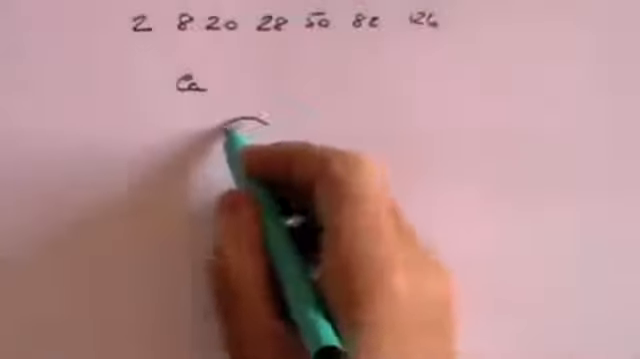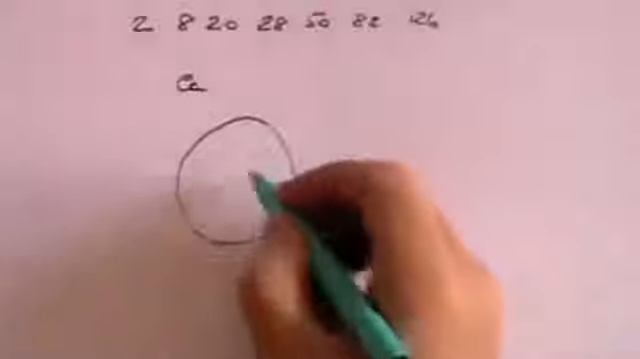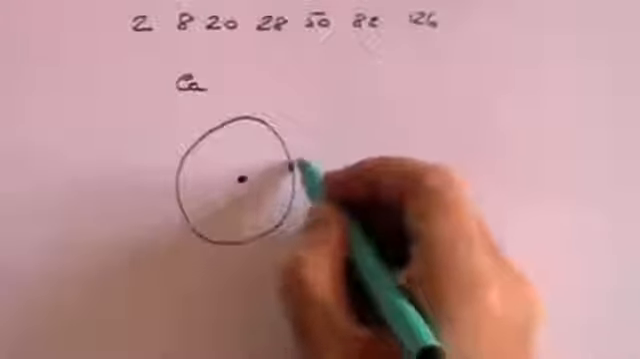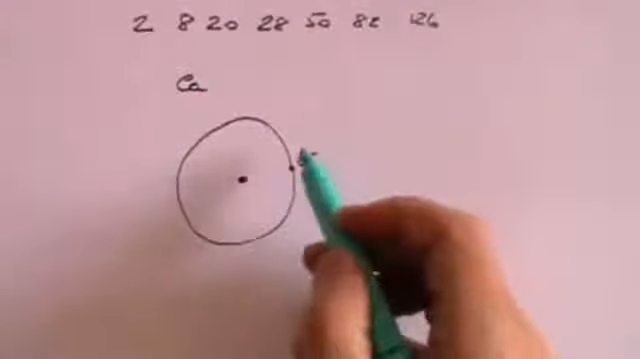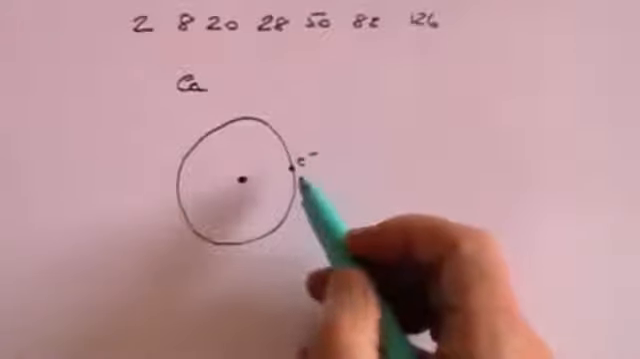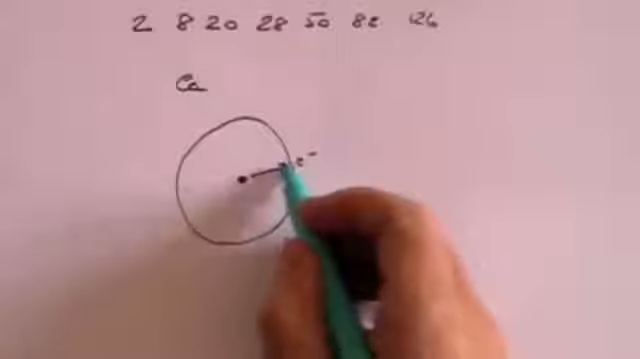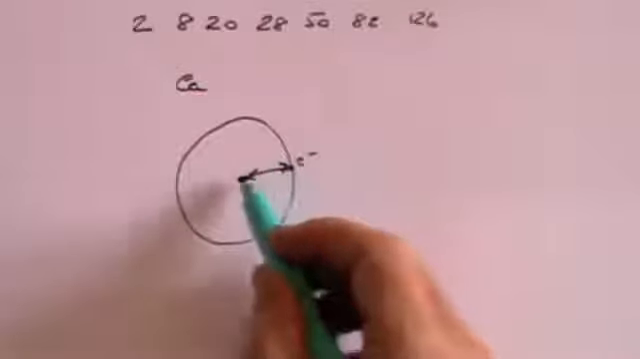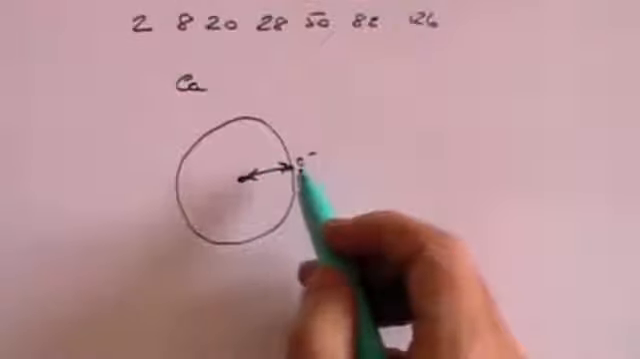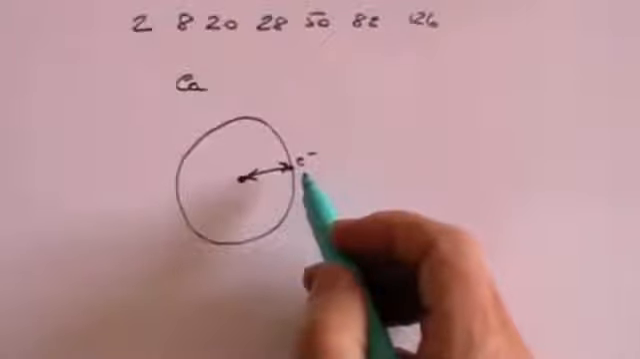Now we know that when electrons are orbiting the nucleus, there's the nucleus, there's an electron orbiting, we know that the force that is keeping that electron essentially in orbit is the Coulomb force, the force between the positively charged nucleus and the negatively charged electron. That's the Coulomb potential.